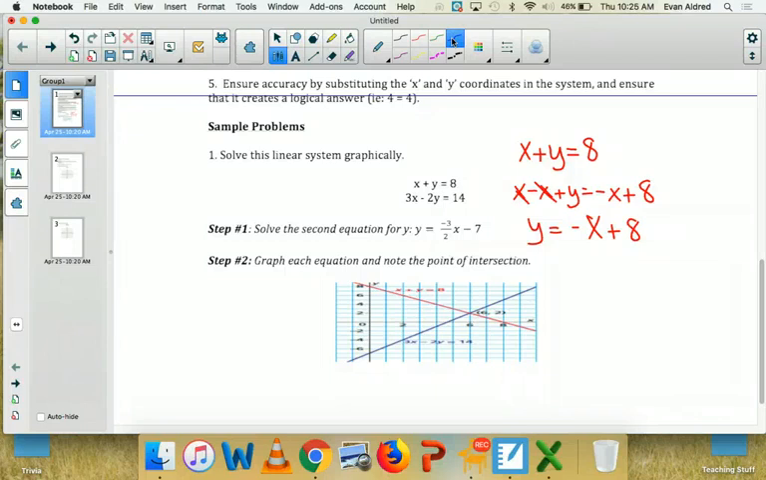Now the second one is a little bit more difficult, but again, nothing that's unmanageable. So 3x minus 2y equals 14. I'm just going to move my 3x over.